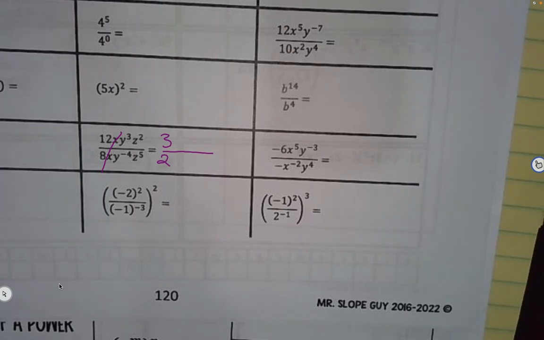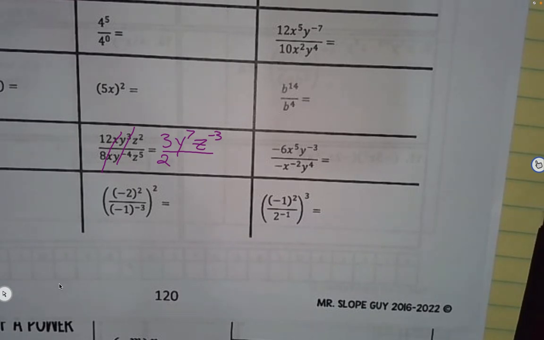Now let's subtract our y's. I'll just write it in the numerator. So, 3 minus -4, be careful, it is 7. Okay, I promise it is. So I took care of my y's. Now my z's. What is 2 minus 5?